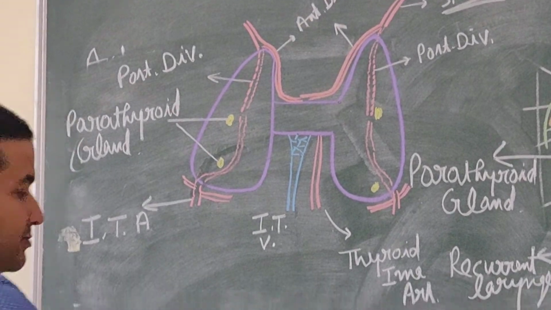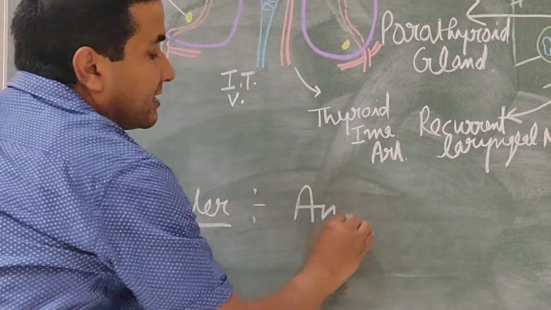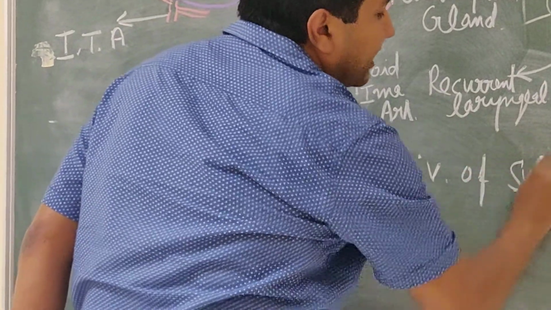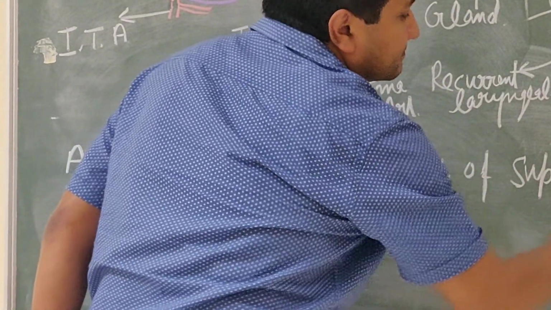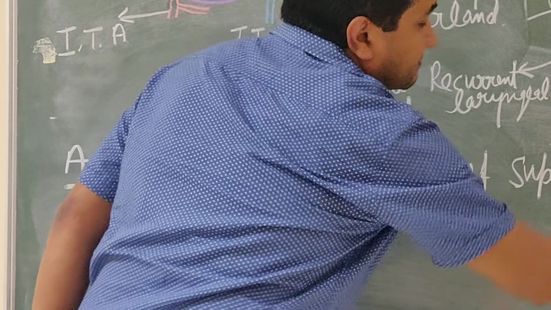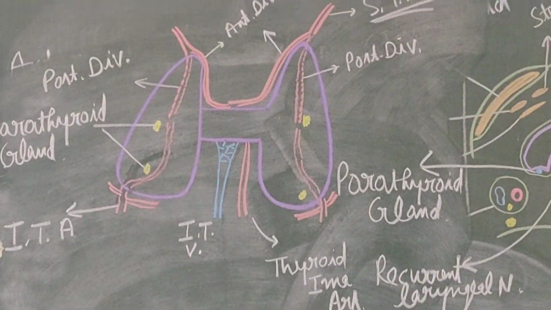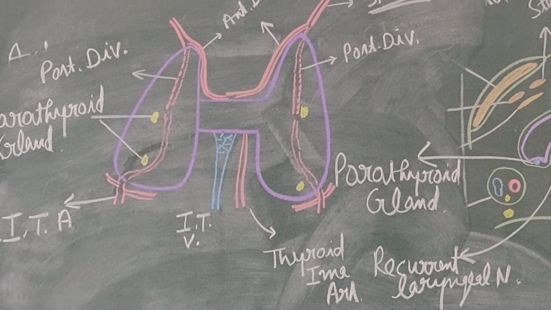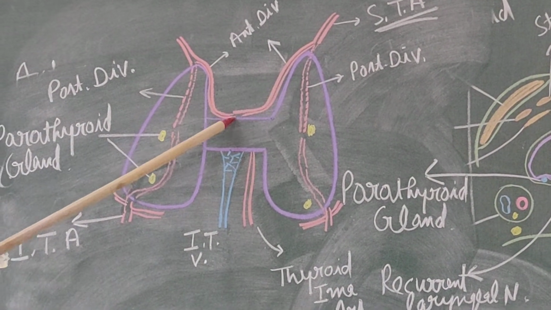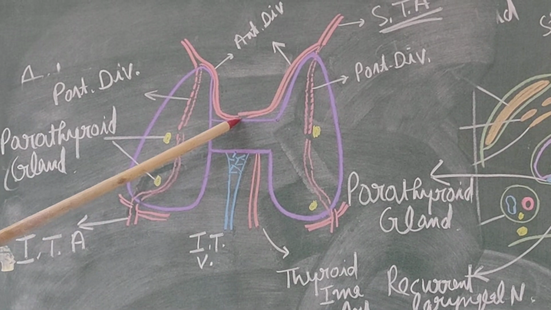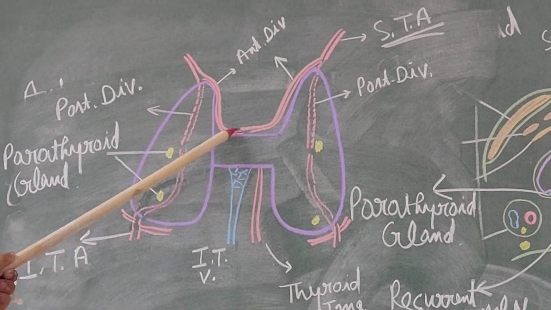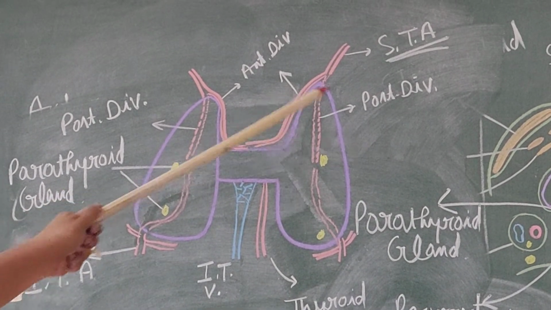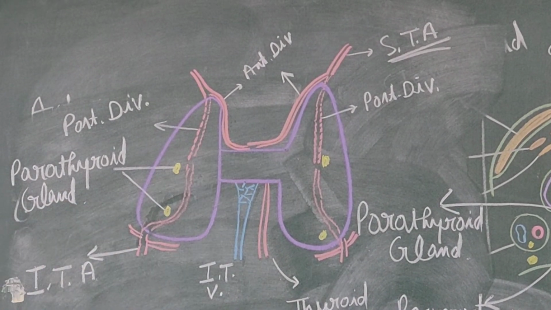So the anterior border is related with the anterior division of the superior thyroid artery. The anterior division of the superior thyroid artery runs on the anterior border of the thyroid gland, and then it runs on the upper border of the isthmus. So it will come in the relations of the upper border of the isthmus also, where the branches of both sides anastomose with each other.